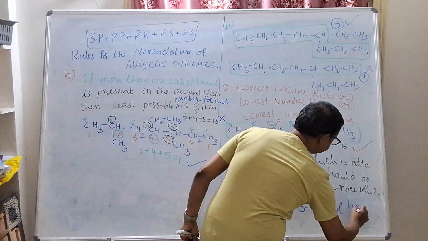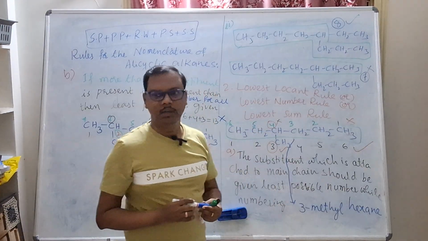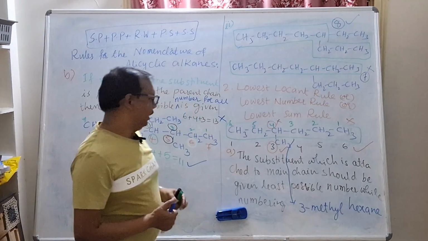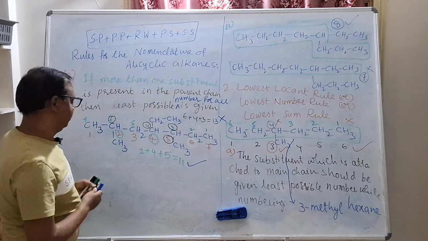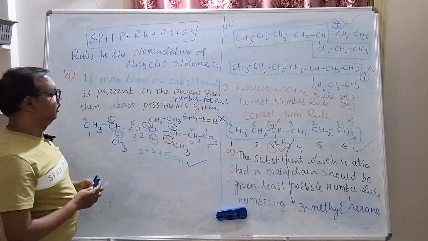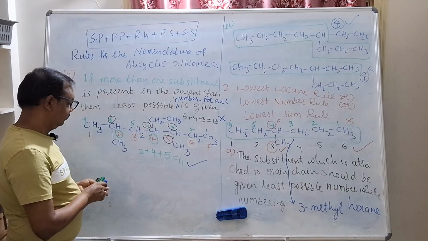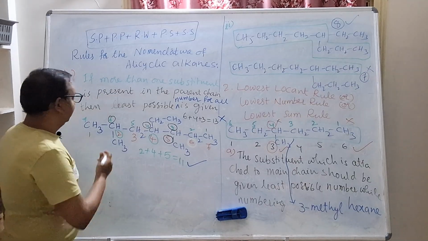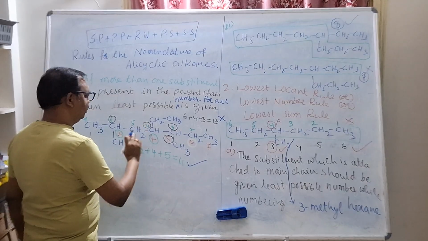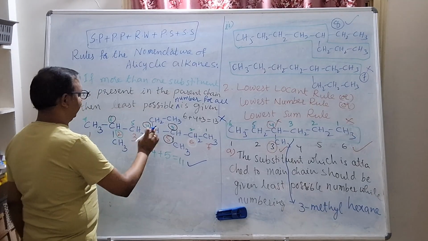3-methyl hexane. You can say that. Alright. And the next one, what can we say? The name of this compound, if you observe here, 2 comma, yeah, methyl is there, ethyl is there.